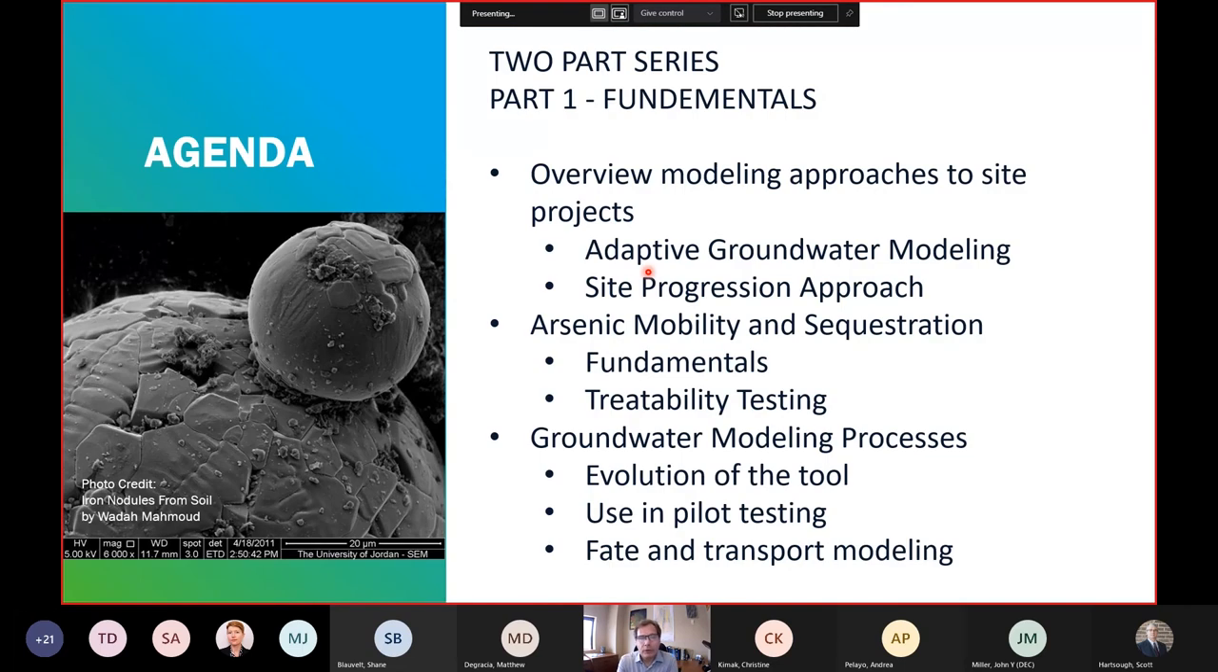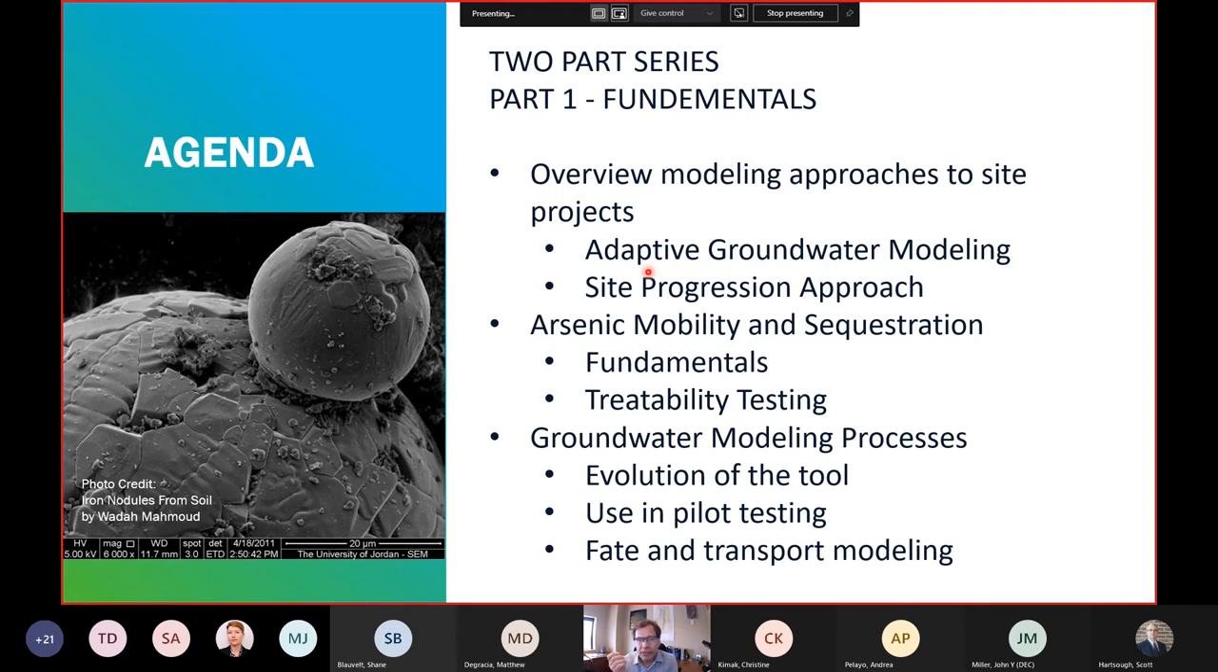All right, so this is a two-part series. This is part one, which is really fundamentals. The purpose of today's presentation is to go over some of the details that really led us to the fate and transport modeling that we're doing on a site-specific project that we'll go into next month.